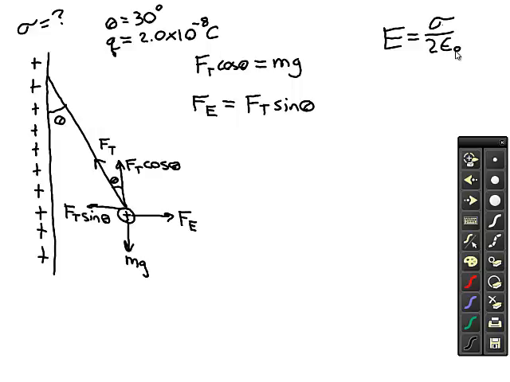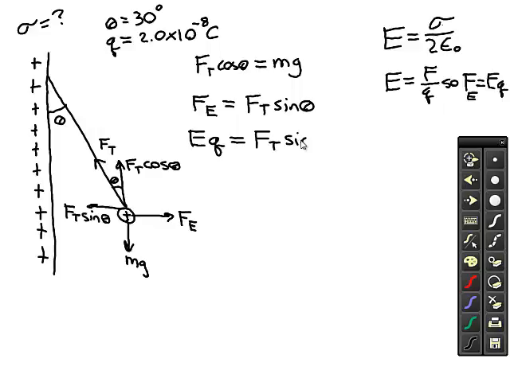If I know what the E field is right here, how can I figure out how much force is on that charge? What's the definition of E field? F over Q. So E is equal to F over Q, so F equals EQ. Would you agree with me that E times this charge right here is equal to this force? And what is E due to a sheet of charge but sigma over 2 epsilon naught?